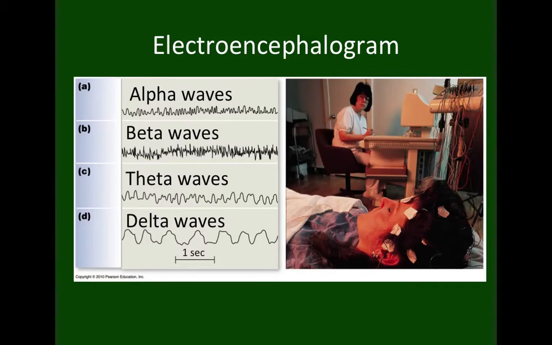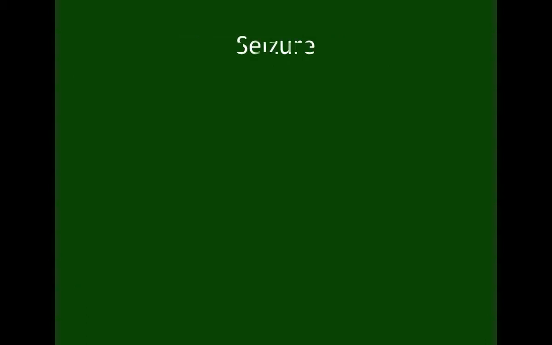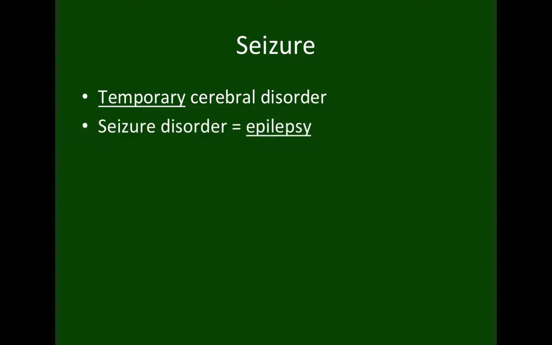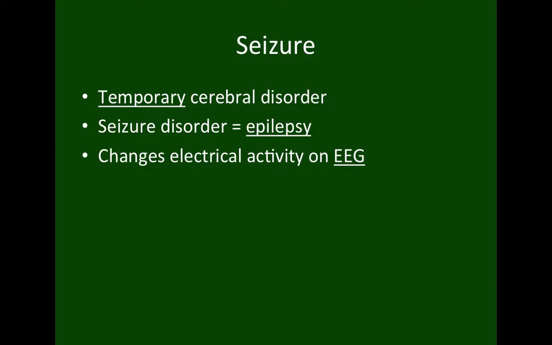Now, oftentimes why we do an EEG is because of something called a seizure. A seizure is a temporary cerebral disorder that can occur. There is a recurring seizure disorder that we have, and that is called epilepsy. What a seizure does is it changes the electrical activity of the brain that can actually be seen on the EEG. Now, how this happens, we're not quite sure always what triggers it, and that's part of what doctors a lot of times are trying to diagnose, is actually what triggers it for their patients.